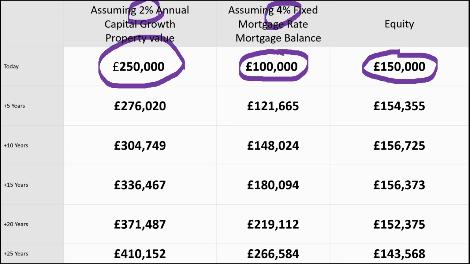When we look down now, we can see 5 years, 10, 15 years, 20, and in fact 25 years. And you can see how the property is going to increase in value over time using 2%. And here you can see the mortgage, how that is going to increase using the 4% fixed on a compound basis. When we look at the equity, you can see it remains fairly constant at about £150,000 all the way through, and in fact ends up here at £143,000. So more or less it's remaining constant, and that's using a 4%.